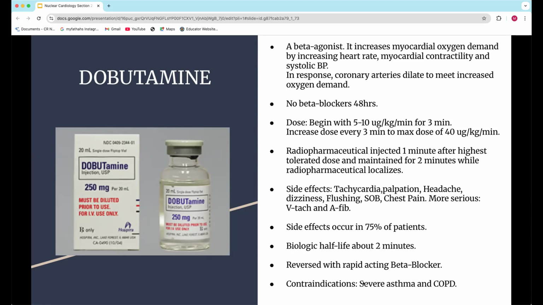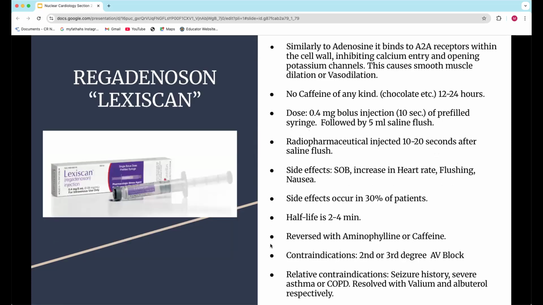And then this one, people with severe asthma or COPD, it can be a contraindication to try to stay away from. I have seen physicians or PAs that will still do it in warranted situations, but most of the time, asthma and COPD, it can really exacerbate asthma and COPD. So that's dobutamine.